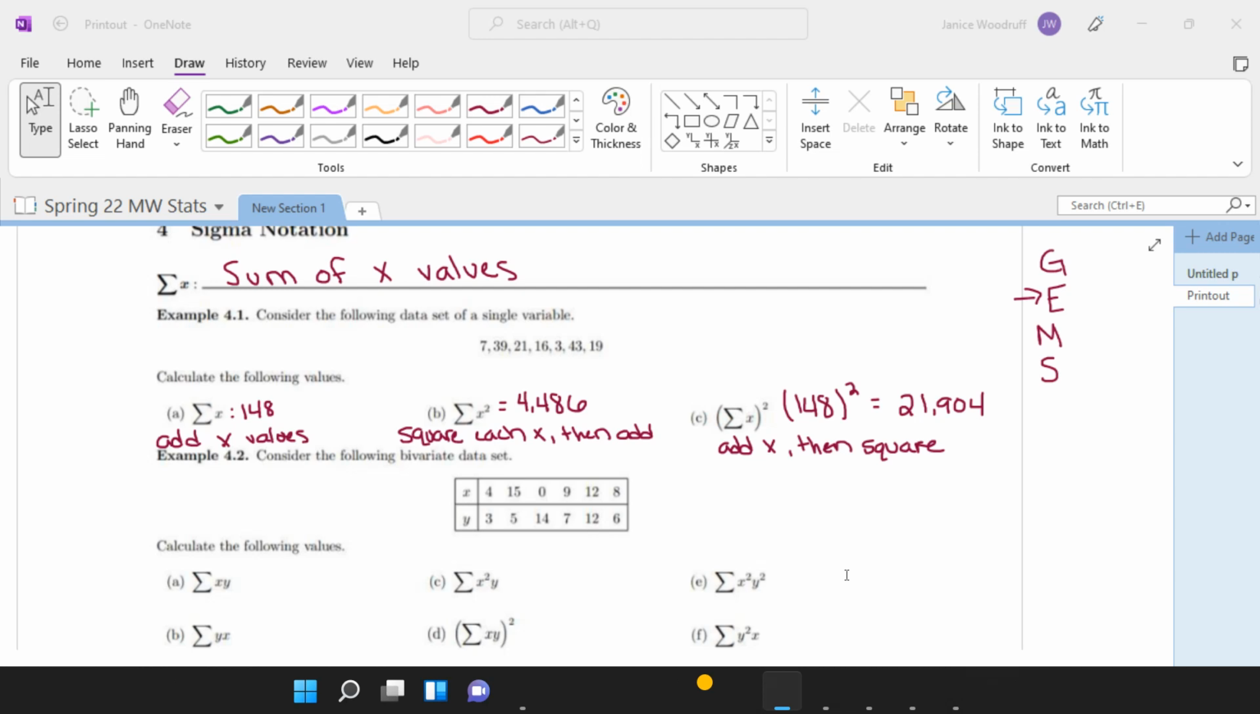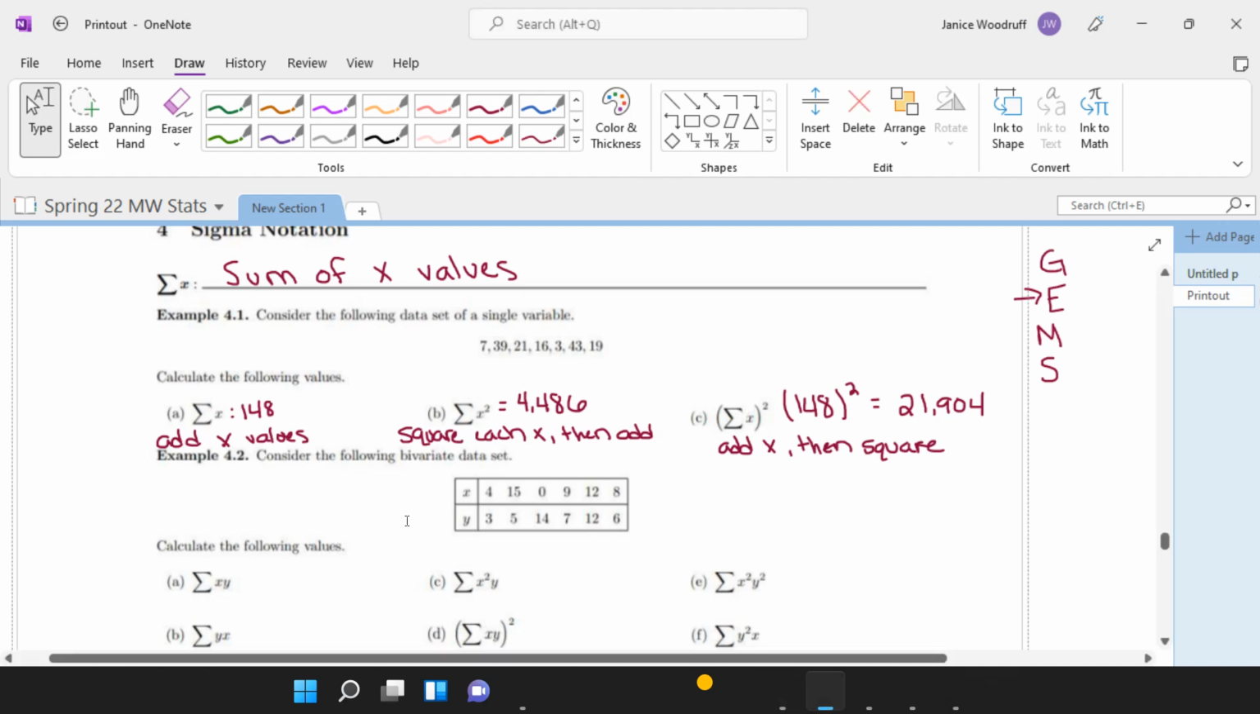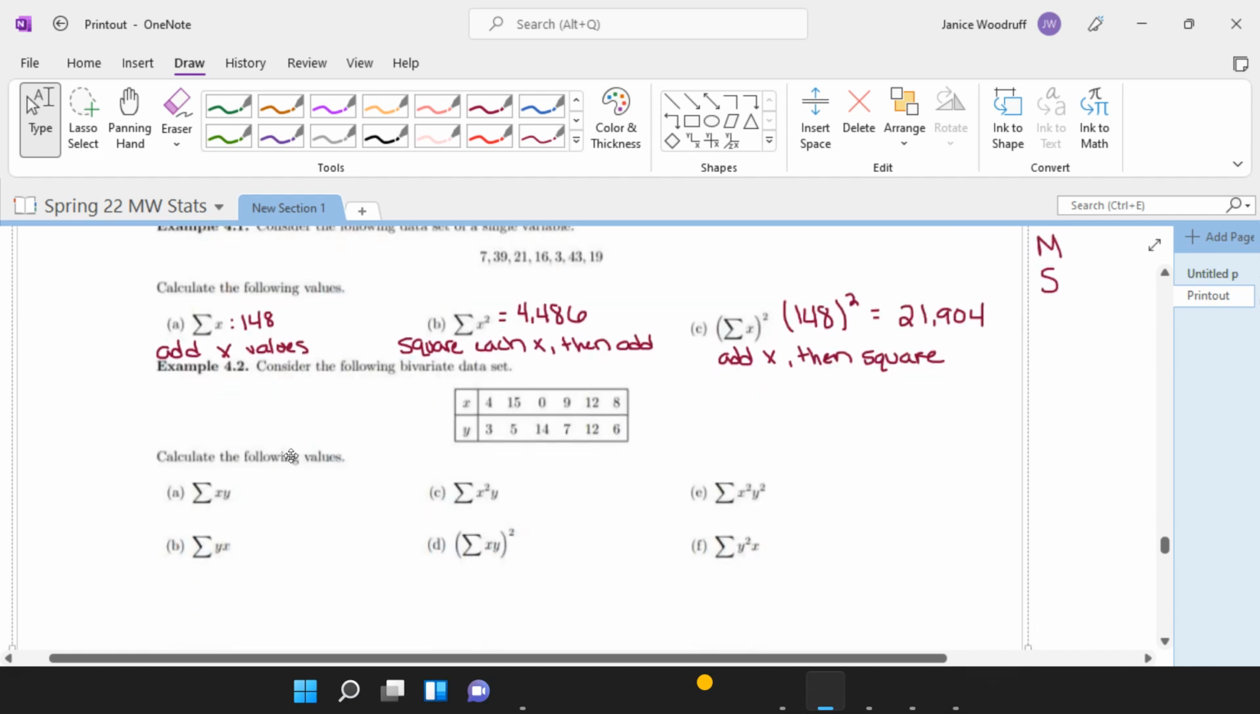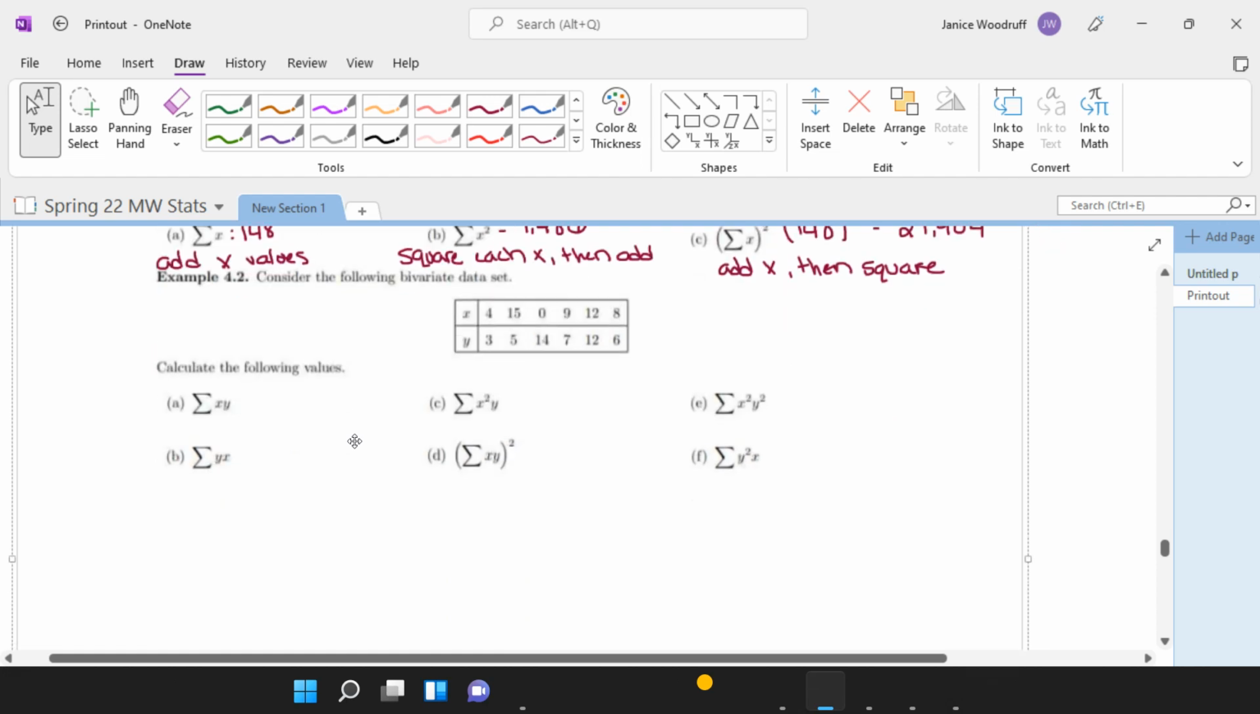All right, and then we have 4.2. So this is a bivariate data set. Does anybody know what that means? Just two values. Bi, okay, root word, that means two. So two values, an x value and a y value in the charts here. All right, so A says sum x, y.